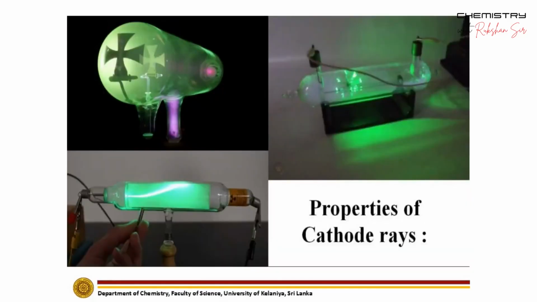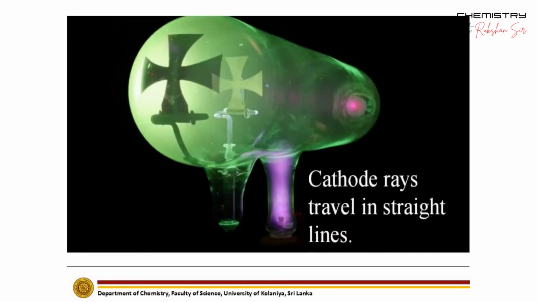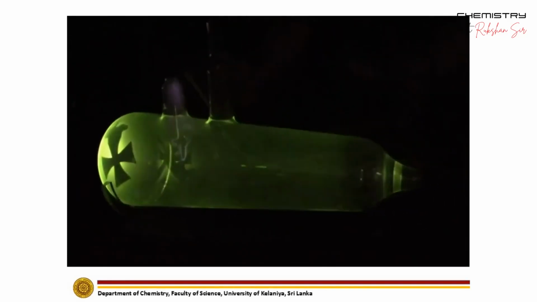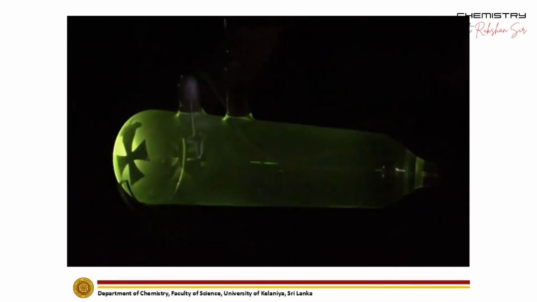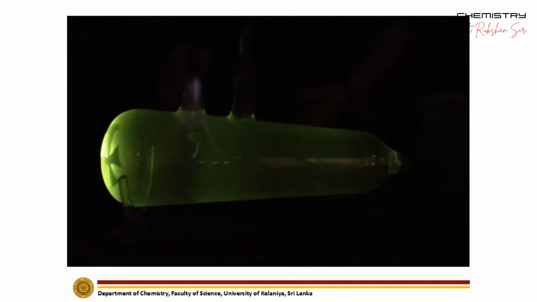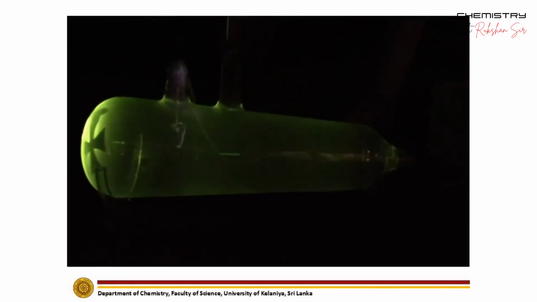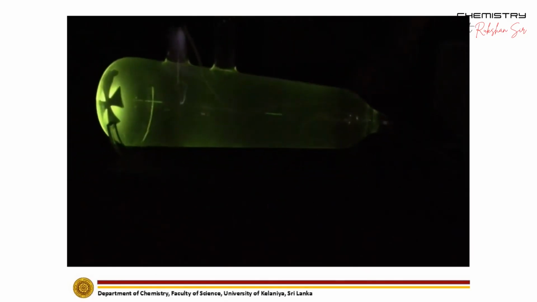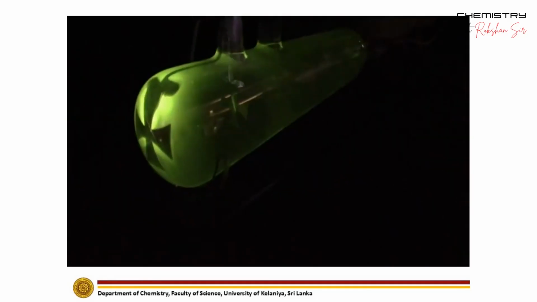Let's observe the properties of cathode rays. Cathode rays travel in straight lines. When an opaque object like a metal cross is placed in the path of cathode rays in a discharge tube, a shadow with sharp edges of the metal cross is formed at the end opposite to the cathode. The placement of this shadow proves that the cathode rays emit from the cathode and travel in a straight line, just as shown in this video.